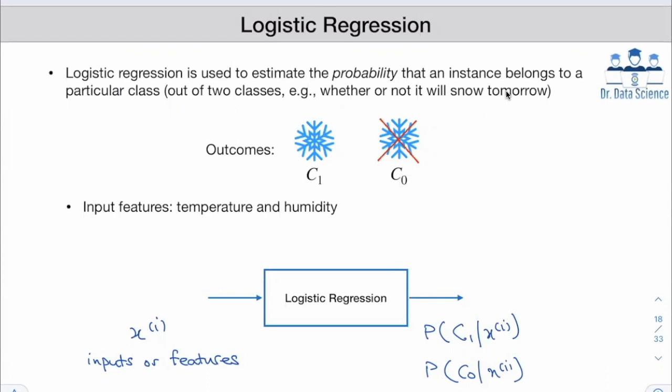Similar to linear regression, we probably have multiple input features. Let's say we may have temperature, humidity, and some other information. And the goal of logistic regression is that given these inputs or features, we want to find these probabilities, right? We use conditional probabilities because we want to find the probability that this data point falls into C1, given the features, and also the probability that it falls into C0.